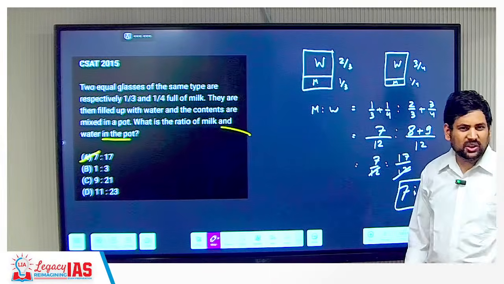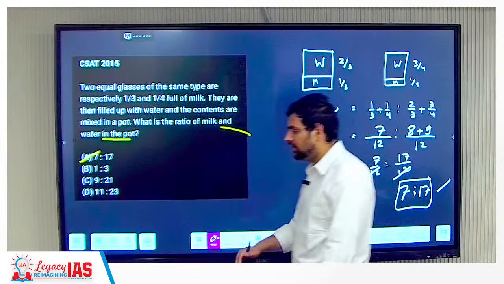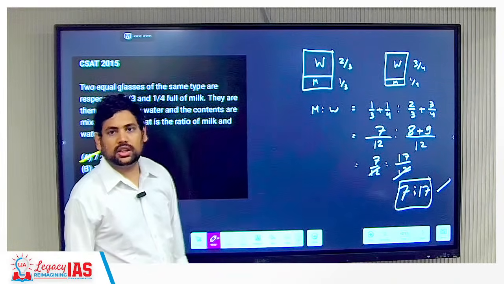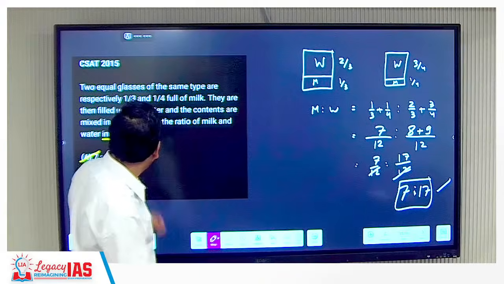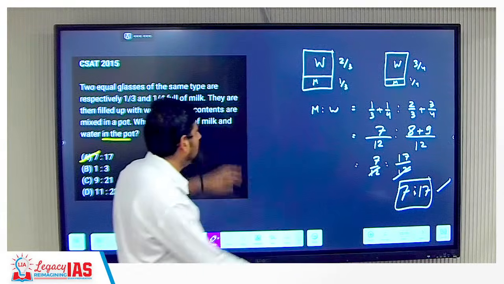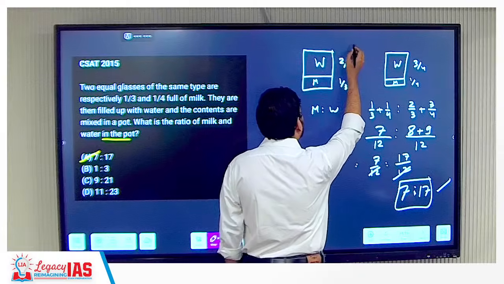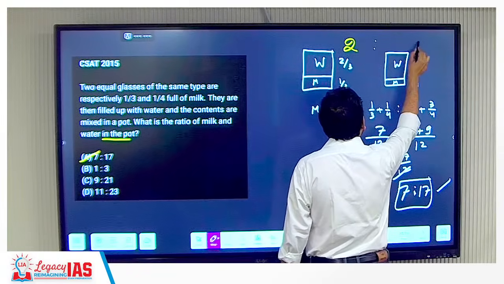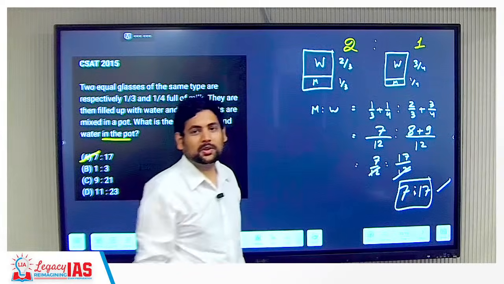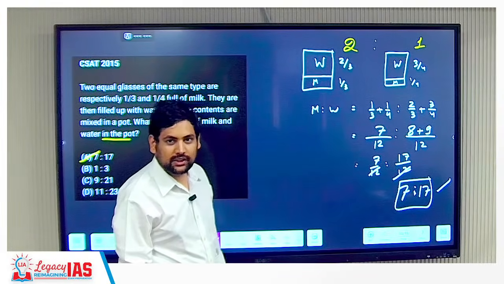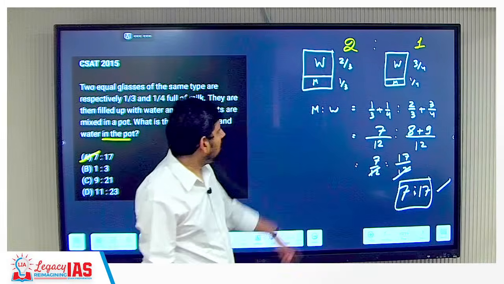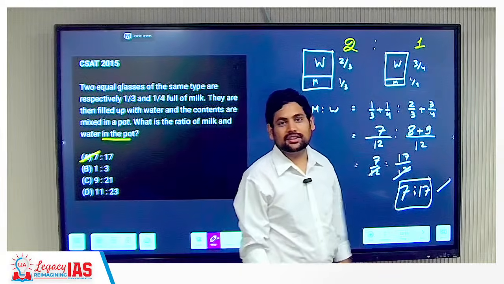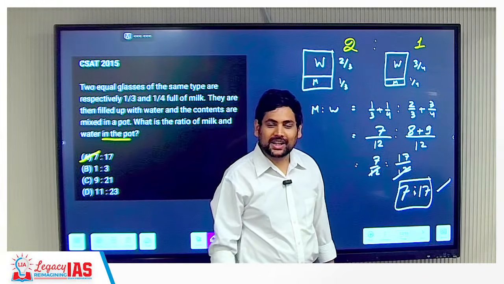by the way, though they have not asked, but I can give you a hint. For example, if it was said that these containers are not equal, then what would you have done? Here it says two equal glasses, but let's say if it was given that this glass is actually 2 times of this glass, then what do you do? You can just simply multiply whatever are the numbers here with 2 and whatever are the numbers here with 1. Correct? That will give me the answer.